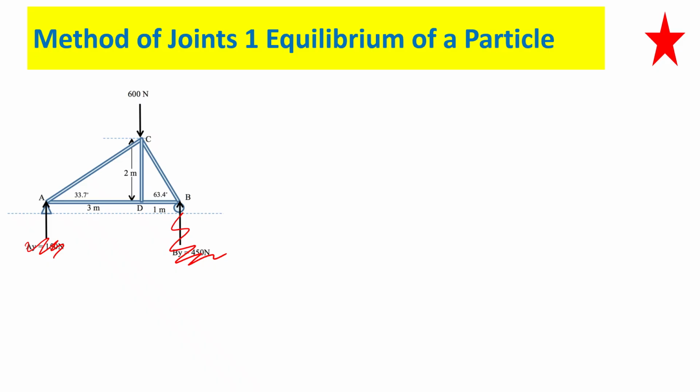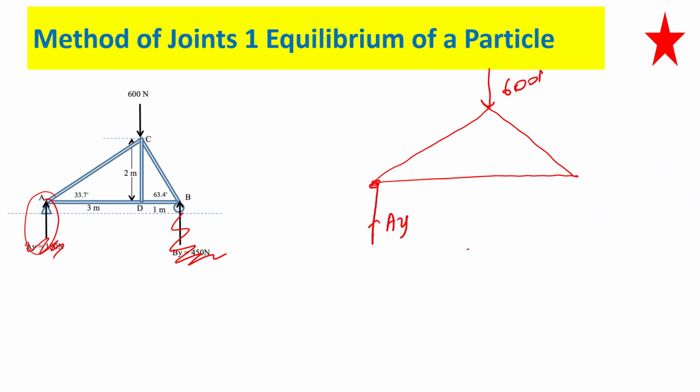But if it is not given, do you know how to find the reaction forces? How do you find it? You draw the free body diagram of the truss. So this is the free body diagram of the truss. And we have the force 600 here. And here we have what? Pin support. Am I right? So the pin has AY and AX. And here we have a roller support that will have BY.